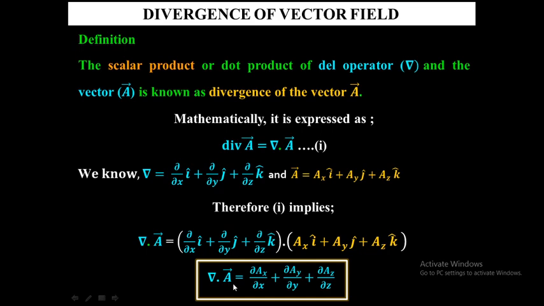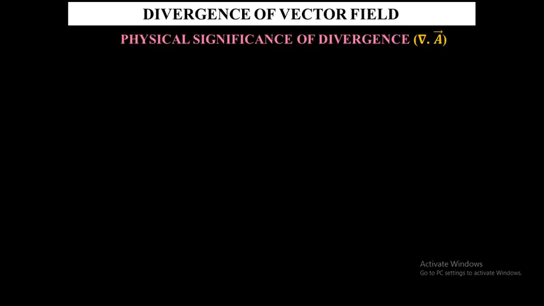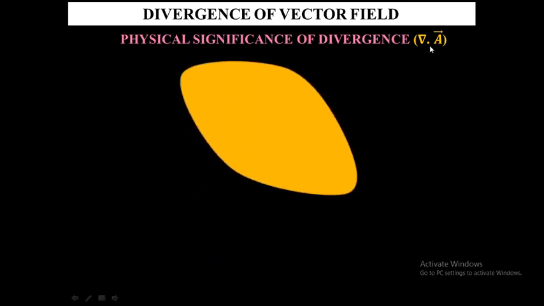Now next we will see the physical significance of divergence. Okay, and we take the example of divergence of vector field A. So consider this is a closed surface. Okay, so V is the volume enclosed by this closed surface. So suppose this is closed surface of vector field. Okay, so consider this point P present in the vector field. Okay, and this rectangle is nothing but the small area around the point P.